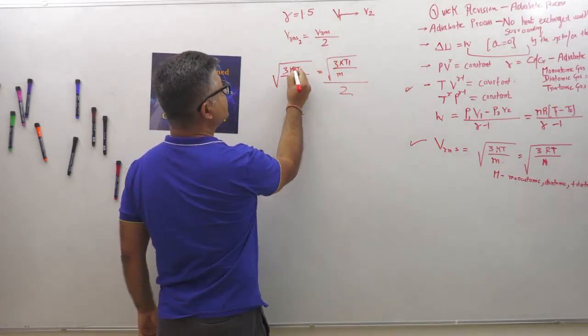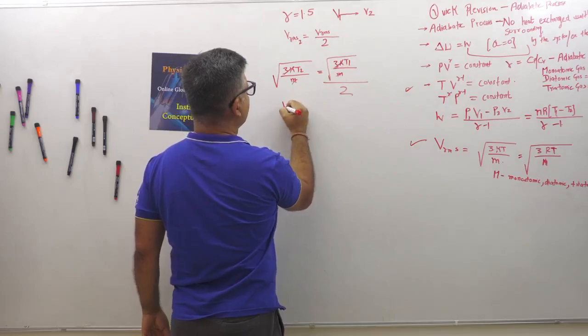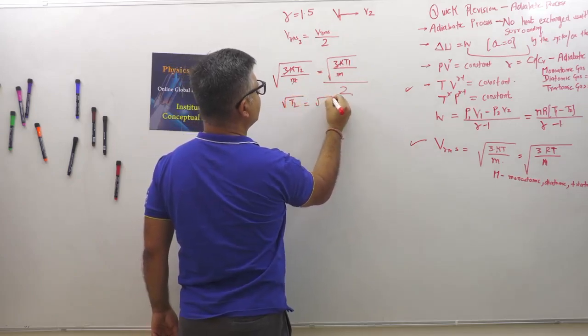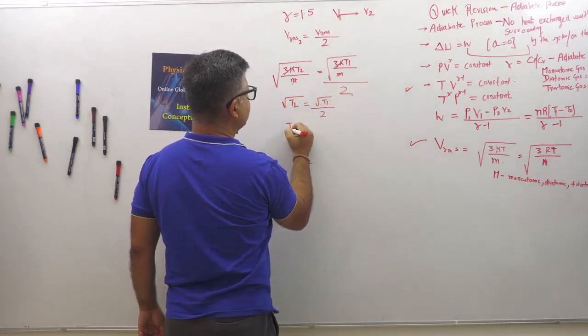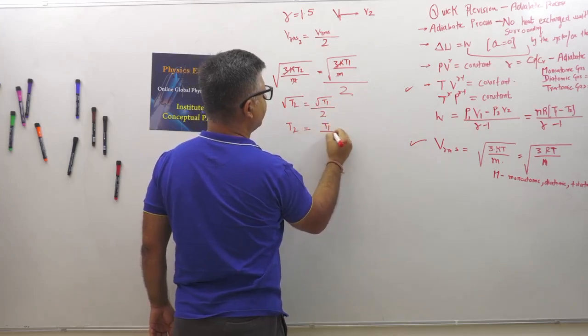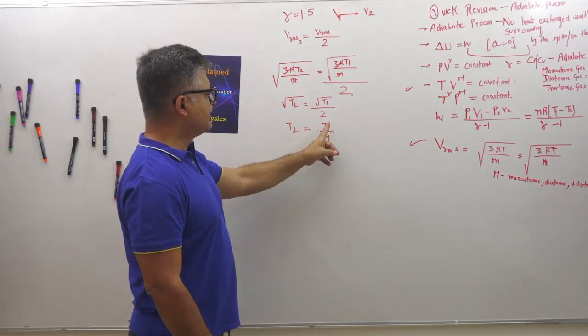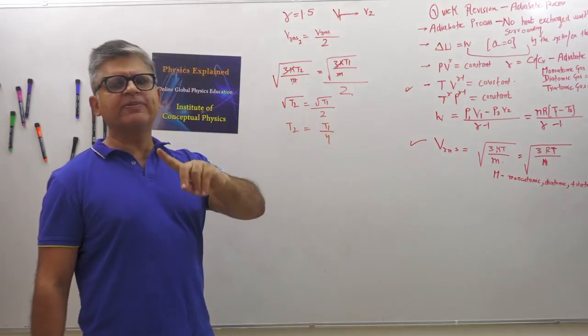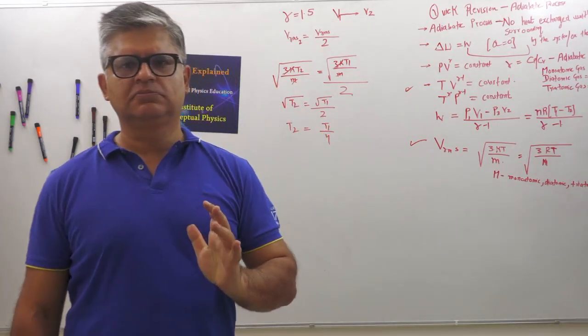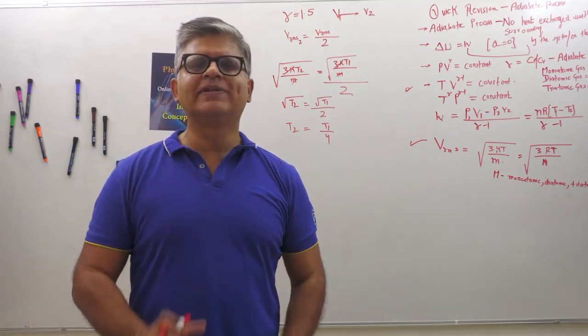So 3K goes, M goes. So under root of T2 becomes equal to under root of T1 upon 2. So T2 is equal to T1 upon 4. So my new temperature is how much? T1 by 4. So I have to reduce my temperature to 1 by 4. Right? What do I do with this?